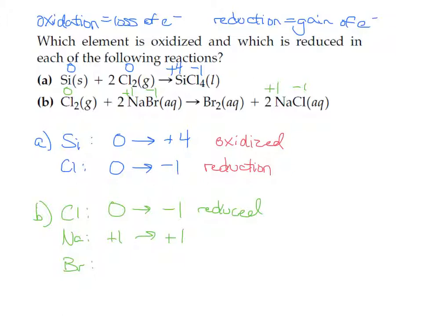Yeah, we're pretty sure bromine's going to have to be oxidized, but we should really prove it to ourselves. So you already told me that when bromine was in the compound as a reactant, it had a -1 oxidation number. What about bromine as a product? Br2 aqueous, the oxidation number there. That's 0. That's the standard state of bromine. So how do you get from -1 to 0?